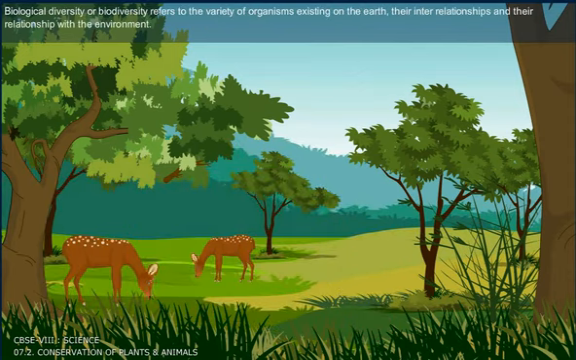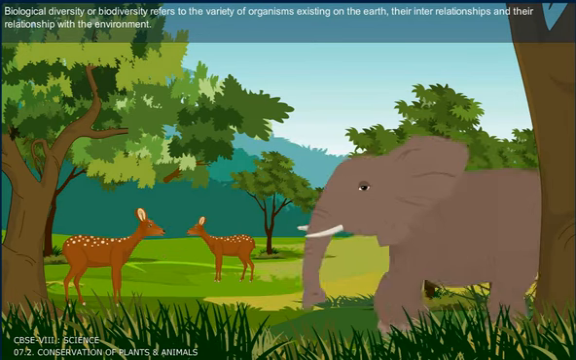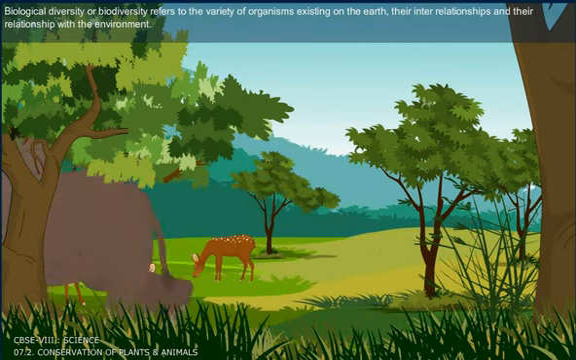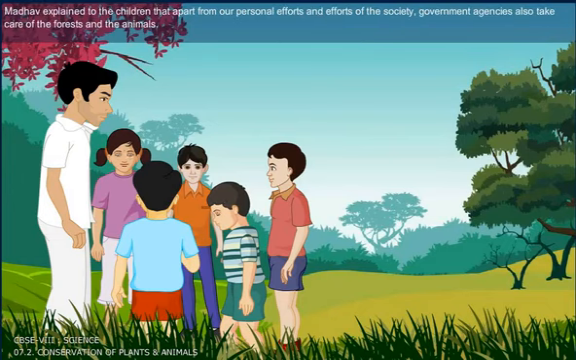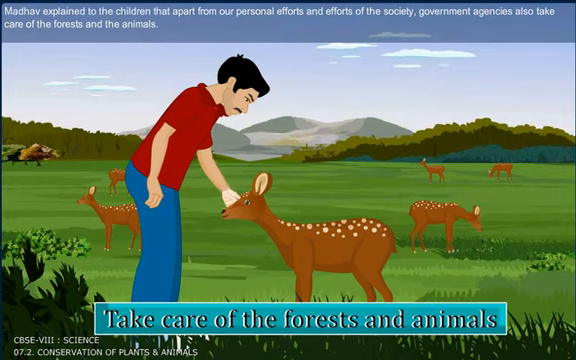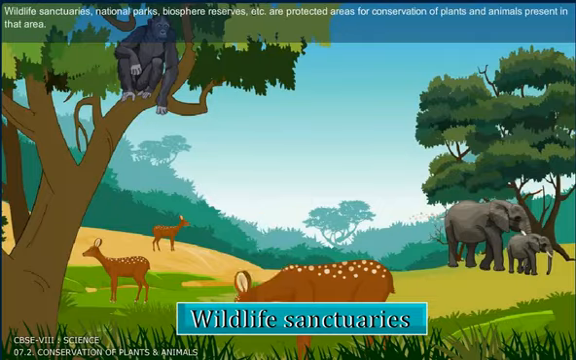Biological diversity or biodiversity refers to the variety of organisms existing on the earth, their interrelationships and their relationships with the environment. Madhav explained to the children that apart from personal efforts and efforts of the society, governmental agencies also take care of forests and animals. The government lays down rules, methods, and policies to protect and conserve them.